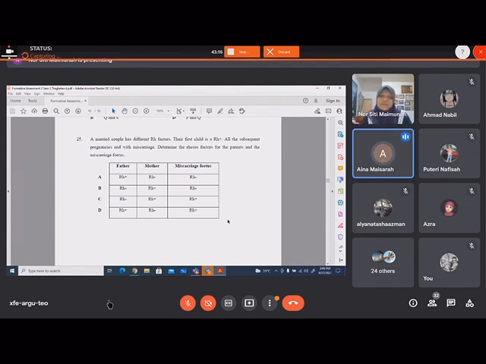A married couple has different Rh factors. Their first child is rhesus positive. All the subsequent pregnancies end with miscarriage. Determine the rhesus factor for the parents and the miscarriage fetus. My answer is B. Father rhesus negative, mother rhesus positive, and miscarriage fetus rhesus negative. Is it, class? Okay, mother positive, fetus negative. Is it the answer?